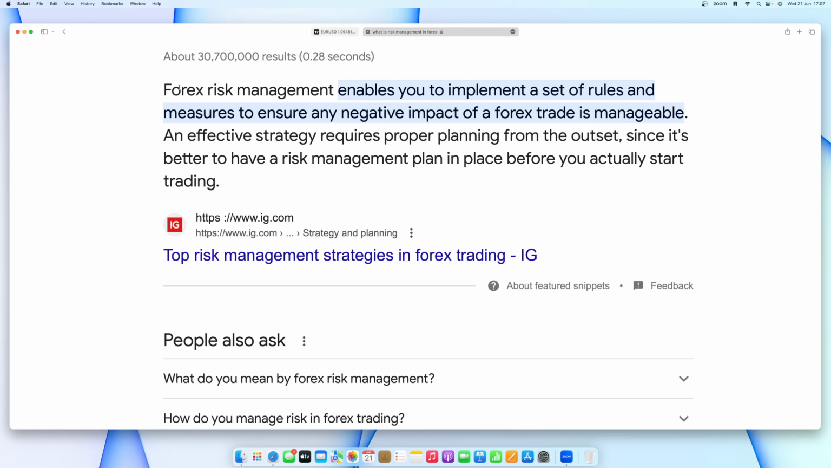So what happens in a scenario like that? You need to manage your risk ahead, so when stuff like that happens, you are not badly affected. As you can see, implement a set of rules and measures to ensure any negative impact of a Forex trade, that means any pair you're buying, is manageable. So that if you take a loss on that trade, it will not affect you to the extent where you do not have any other money to trade again.